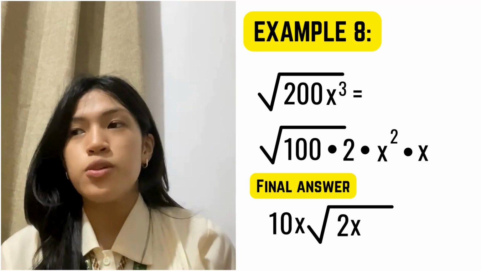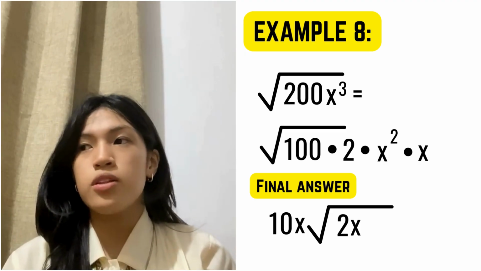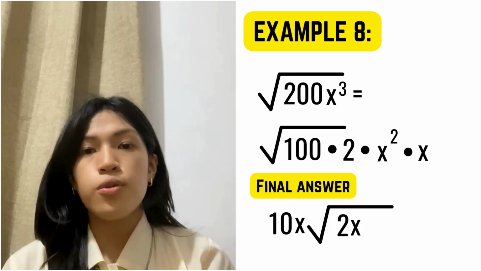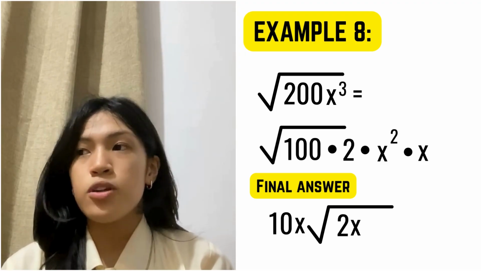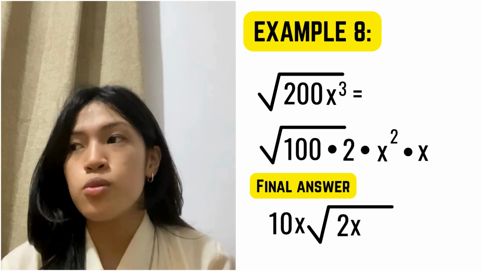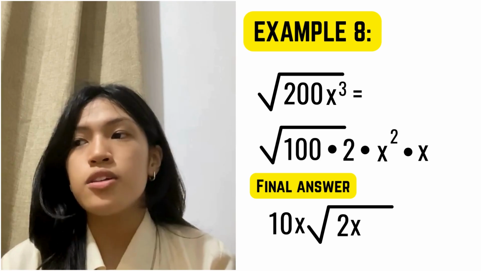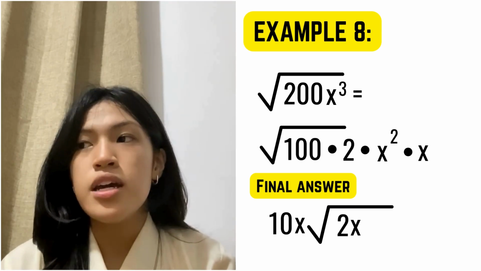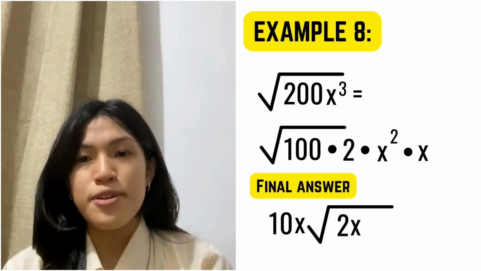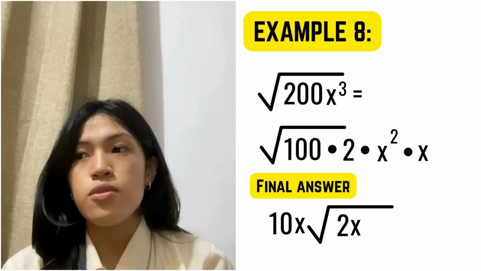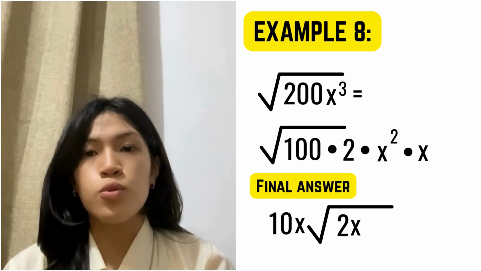To simplify the square root of 200x cubed, we look for a perfect square factor inside the radicand because only perfect squares can be taken out of a square root. First, we factor 200 into 100 times 2, choosing 100 because it is a perfect square. Then we factor the variable expression x cubed into x squared times x, where x squared is also a perfect square. This lets us rewrite the expression as the square root of 100 times x squared times 2x.